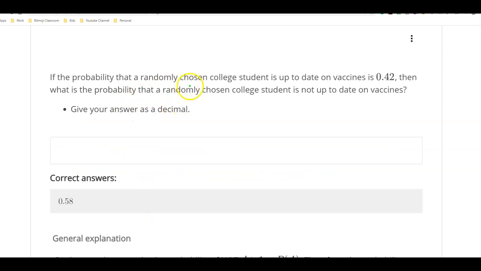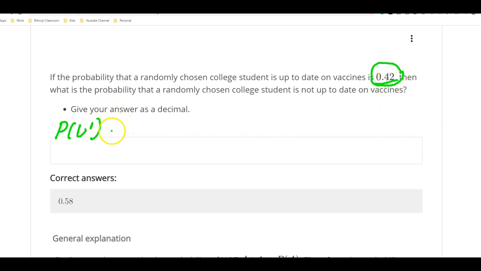The probability that a randomly chosen college student is up to date on vaccines is 0.42. Then what is the probability that the randomly chosen college student is not up to date? So keep in mind what they're asking me. They're asking me the complement of the event. So the probability of not up to date. What is up to date? 0.42. Not up to date is the opposite. It's like saying the probability of it raining is 0.2. What's the probability of not raining?